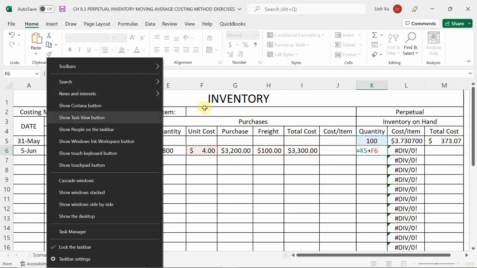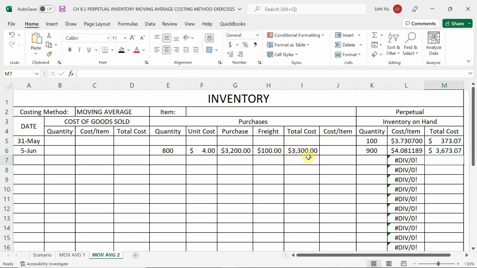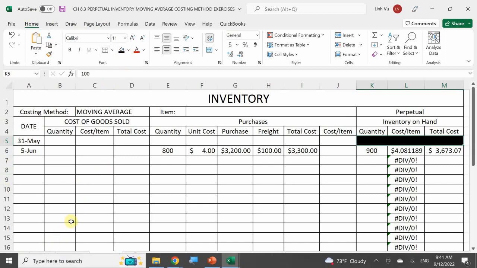So I should now have what? 900 units right now, at a new total cost of $3,673.07. So the new average is $4.08.11. I'm going to hide this because I don't want to accidentally click on it. Then let's see what happened next.